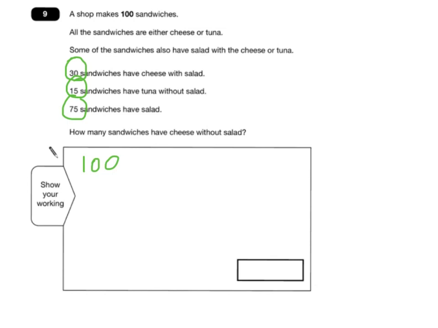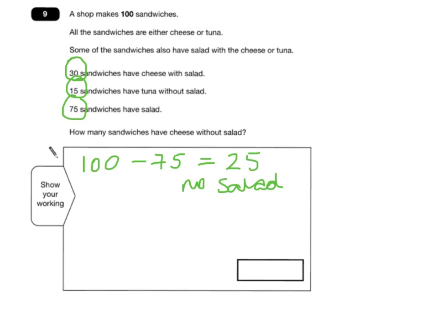Now that's the key number. 75 have salad. We're looking for cheese sandwiches without. So let's find out how many don't have salad. If 75 of the 100 have salad, 25 have no salad.